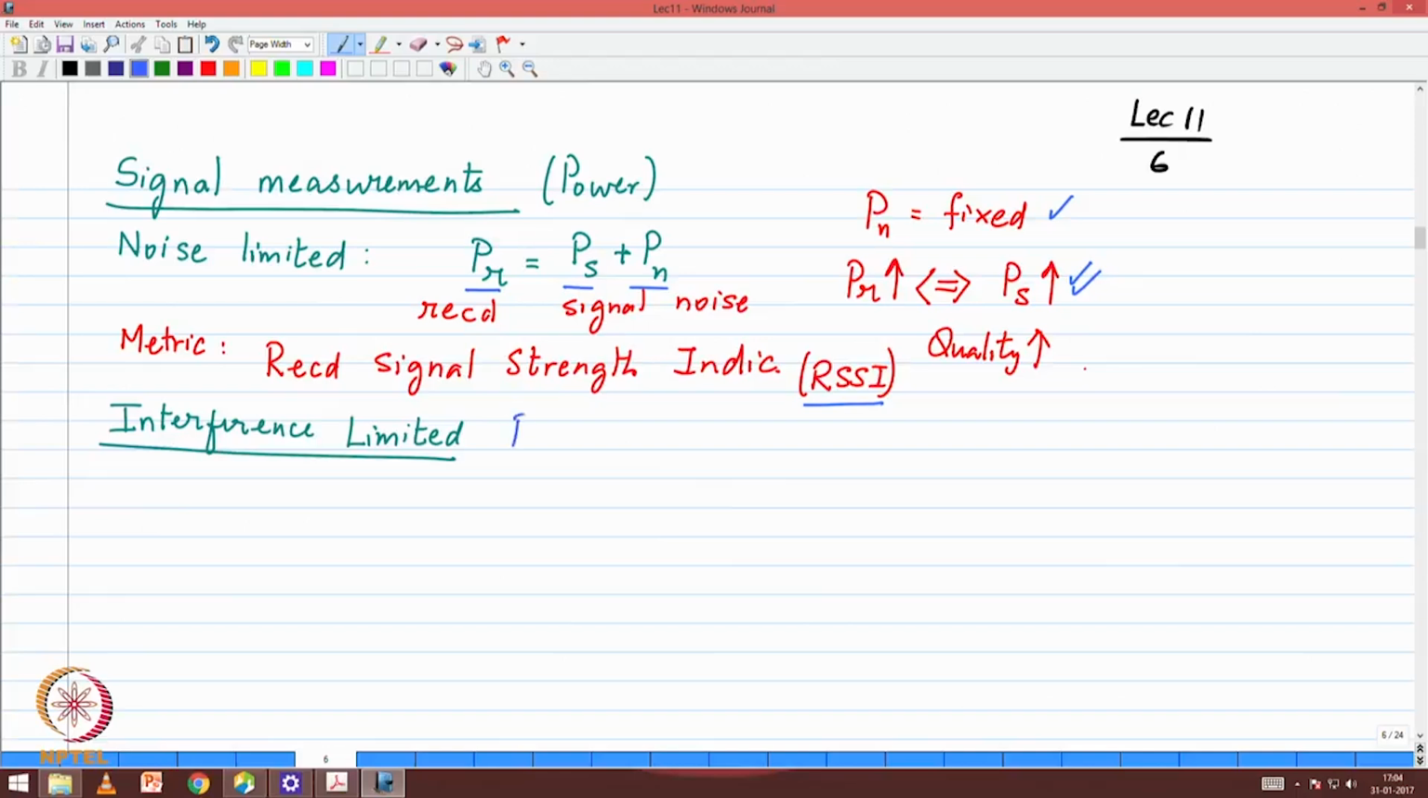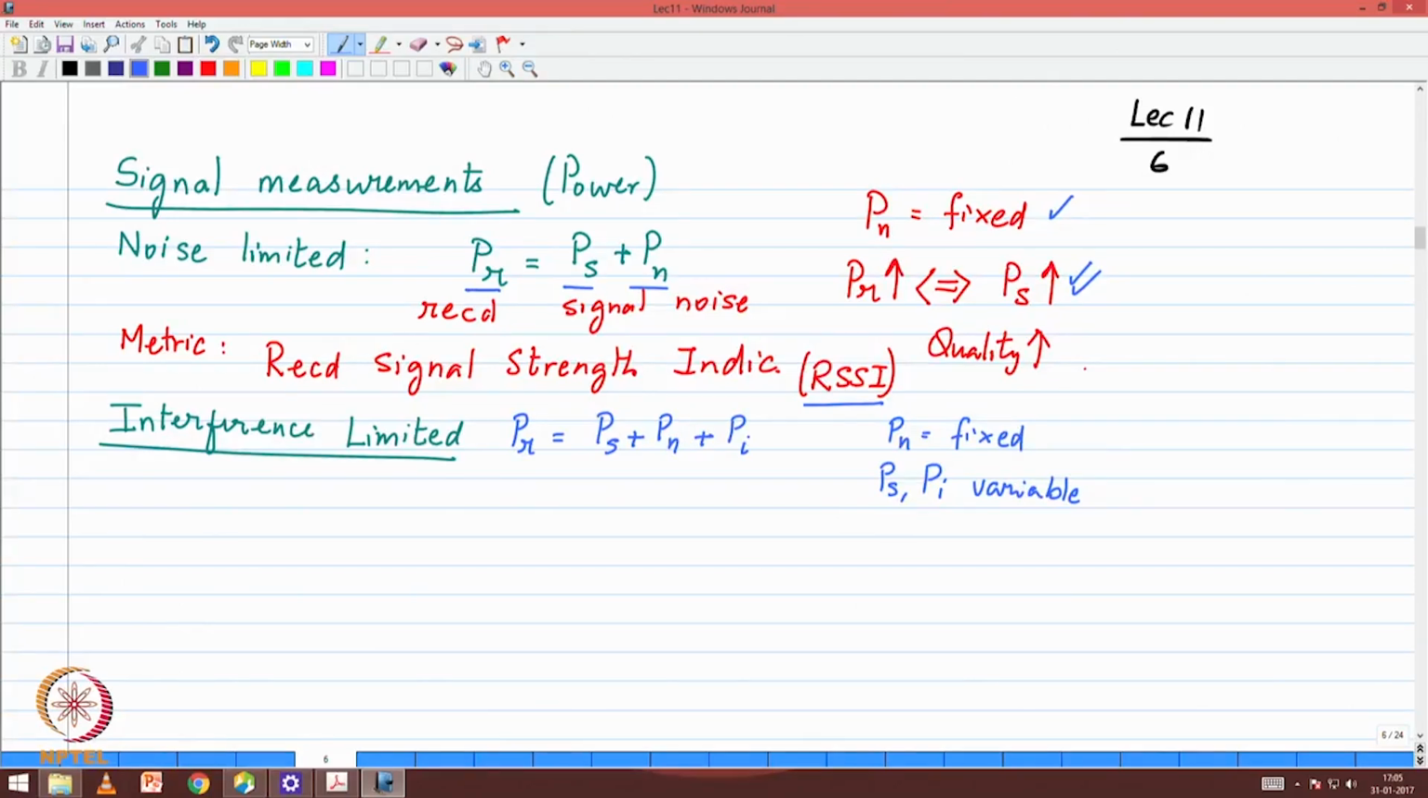So in an interference limited scenario, if I do PR, I'm going to find PS. It will be a signal component, plus there will be a noise component, plus there is an interference component. So like before, Pn is fixed. I cannot do much about this. But Ps and Pi are things that can change because of the environment. Okay, so these are variable.